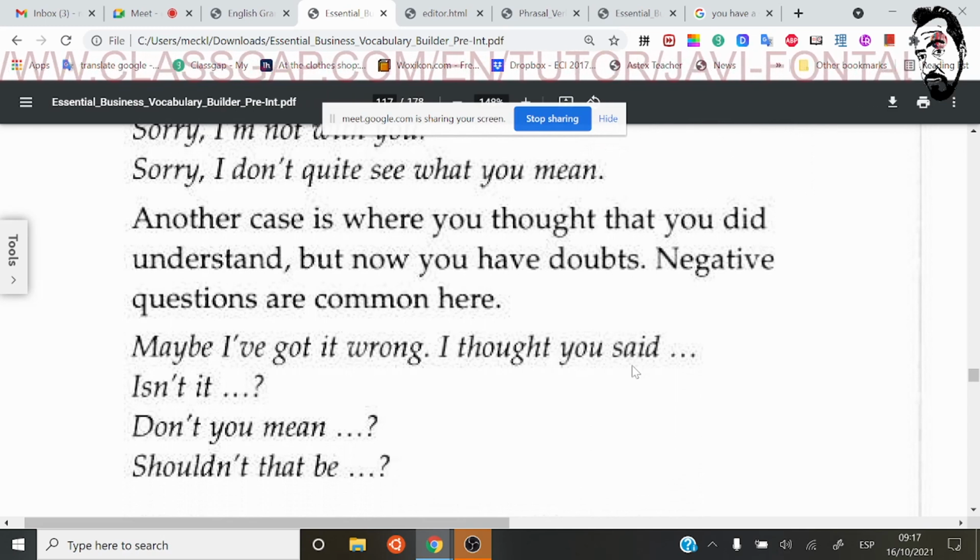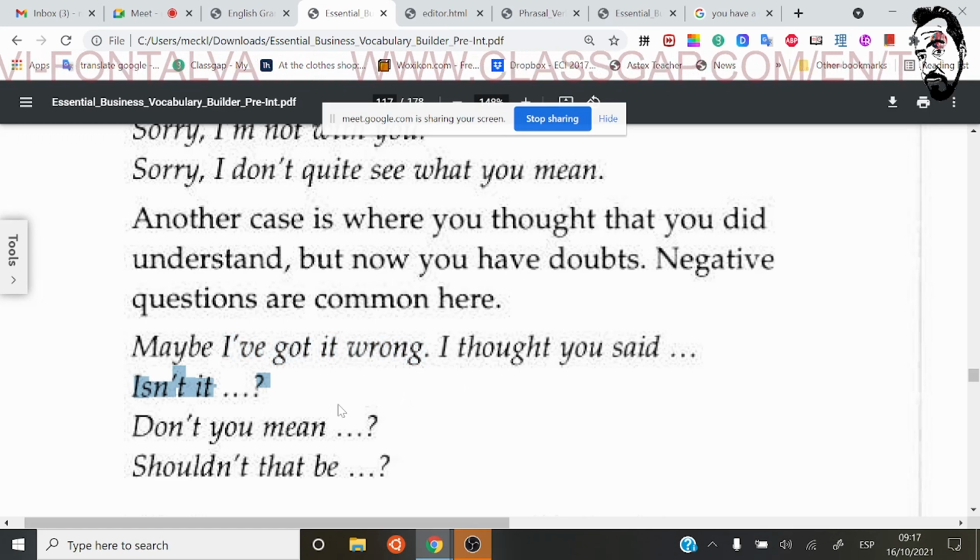Okay, sometimes you want to check something or you have doubts. So you could say something like, maybe I've got it wrong. I thought you said blah blah blah. Yeah? So I've got it wrong. Te he entendido, yeah? Maybe I've got it wrong. Quizás te he entendido mal. Pensé que dijiste, I thought you said blah blah blah.